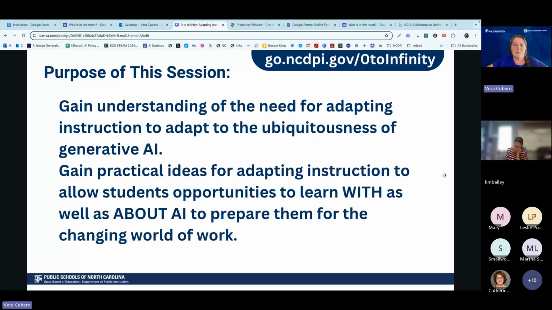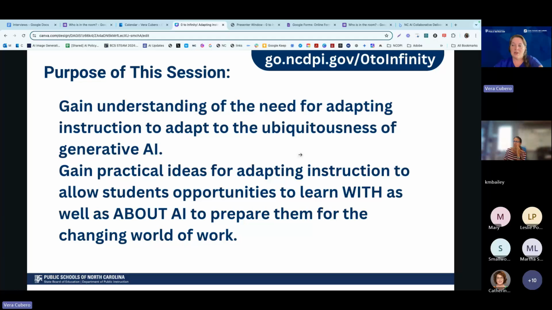The purpose of this session is to gain an understanding of the need for adapting instruction to the ubiquity of generative AI. That word ubiquitous, I don't think I had ever heard before until Gen AI came out, but now you hear it all the time. It really does capture the essence of it: it is just everywhere. We can't avoid it, block it, or ban it, because it is in all of the things we already use and available on all devices, including cell phones. So we have to learn how to adapt our instruction to that.